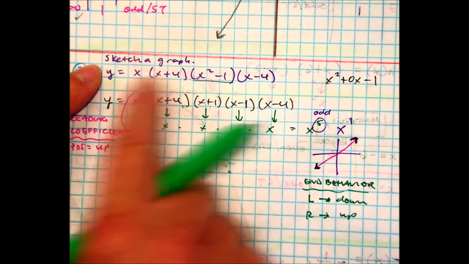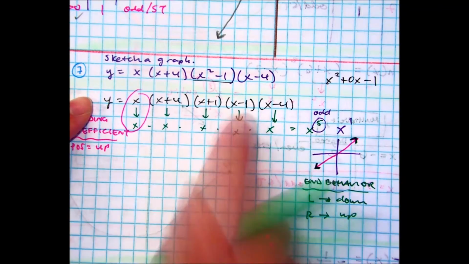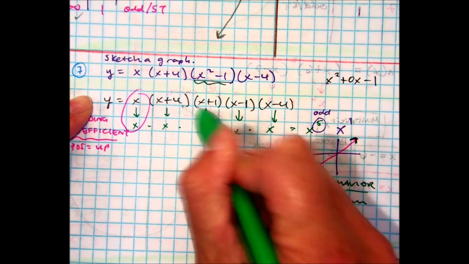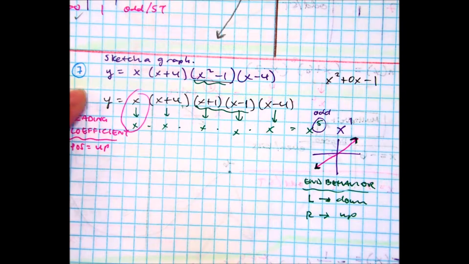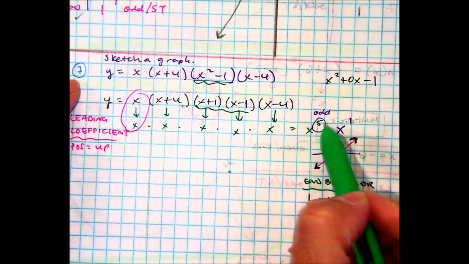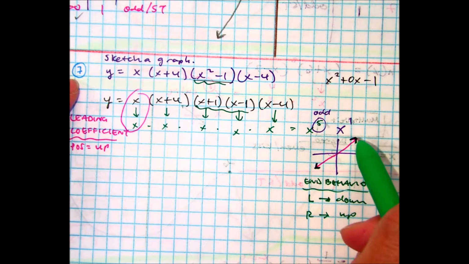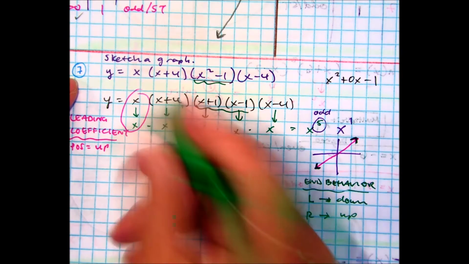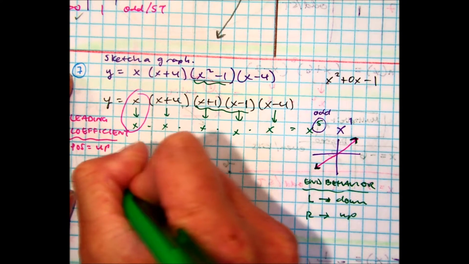So, not factored. We factored it. Don't forget that difference of squares right there. Our basic graph is x to the 5th, so I know it's going to start down and end up. And now we're going to talk about multiplicity.